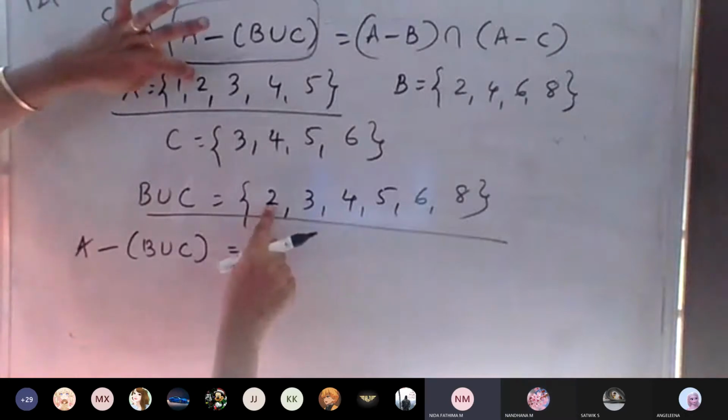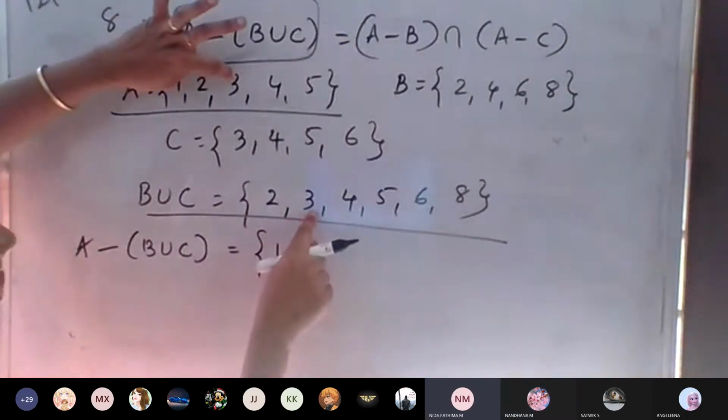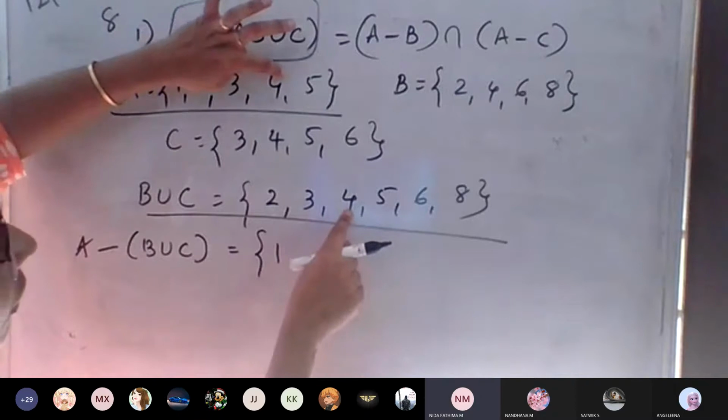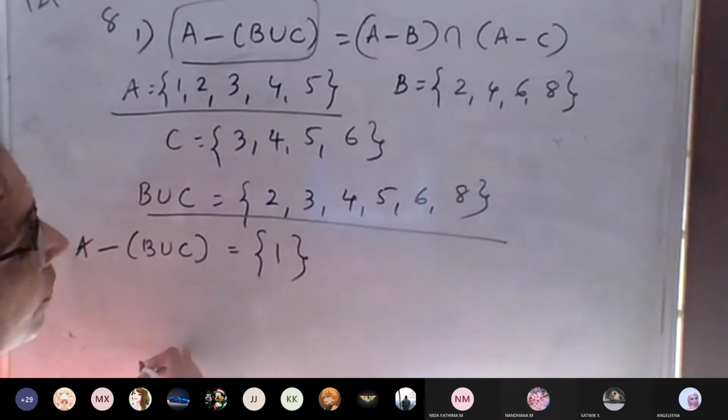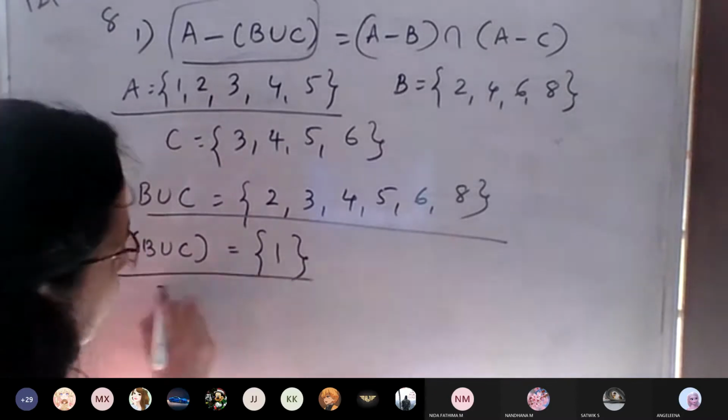So 2 we don't want to write, 3 also we don't want to write, because we are subtracting. 4 we don't want to write, and 5 also we don't want to write. So the answer has only one element, set {1}. Okay, so let it be there.